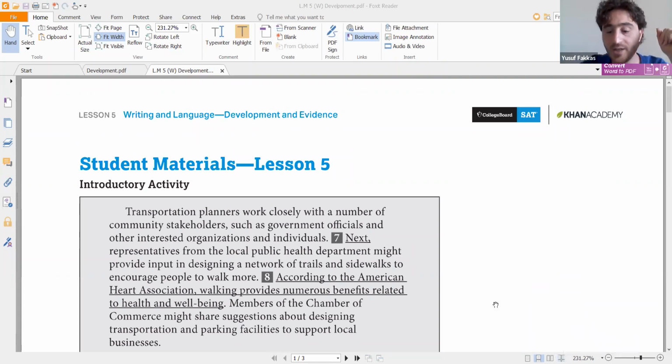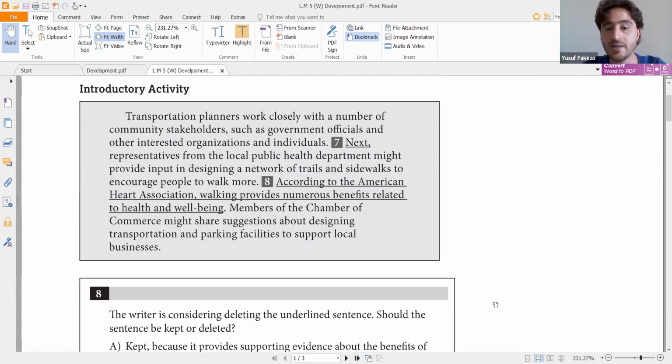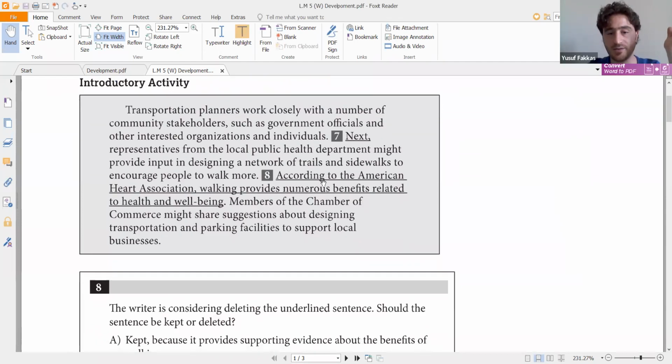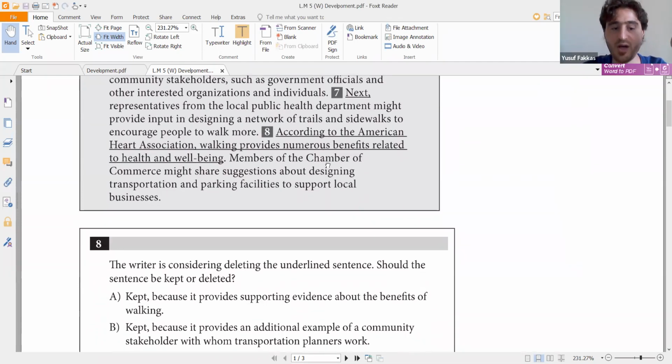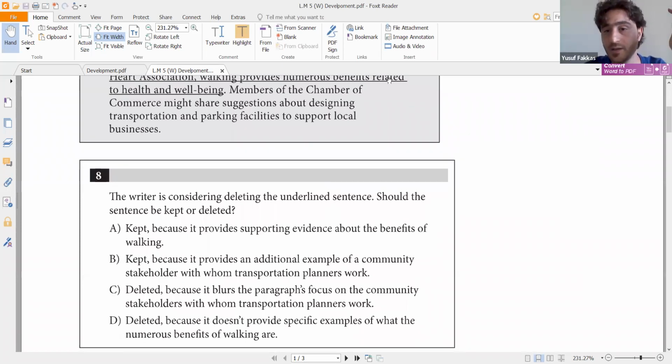All right. Here, as you can see, question number 8. The underlined sentence, as you can see, it's in the middle of the paragraph. So what do you think it is? Do you think it's about proposition or it's about support and focus? Support and focus. Good, because it's in the middle of the paragraph. Look how they ask us the question. For example, this is a focus question. How do we know? Because they are asking us if we should delete the sentence or keep it.